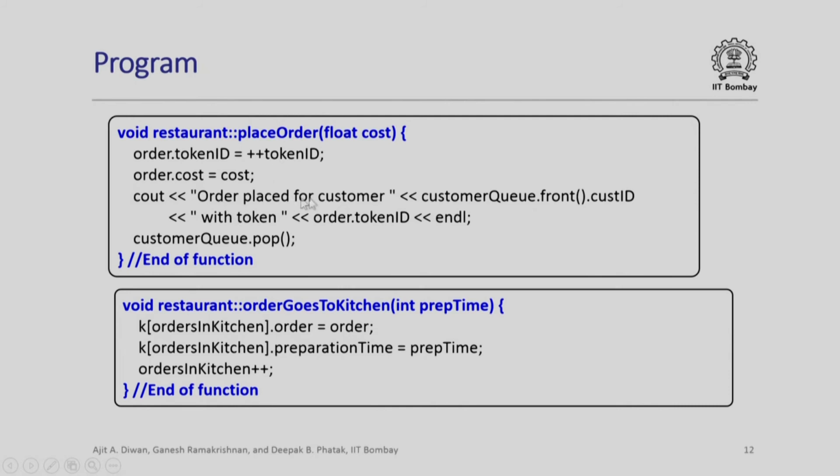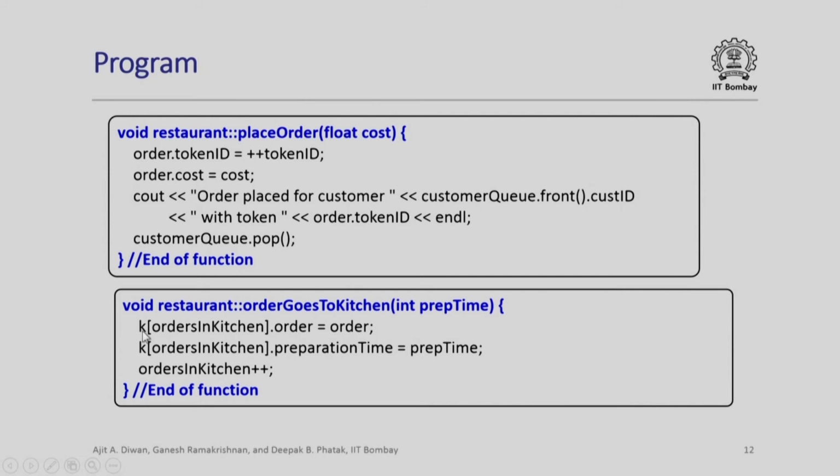We again print for verification purposes and we pop the customer from that queue. Why? Because the customer has placed the order, got the token, paid the money. Now, the customer has to wait separately for the fulfillment of the order which will come through dispatch. Next, order goes to kitchen. Every time an order is placed like this, it must be inserted in the array which we have used to represent kitchen information.